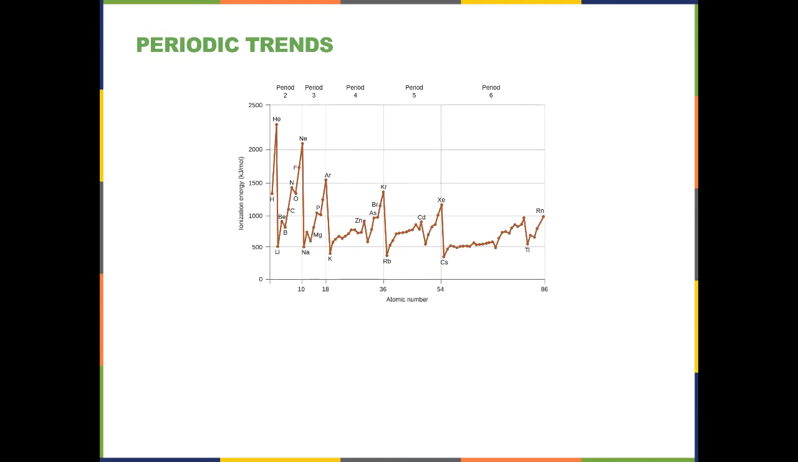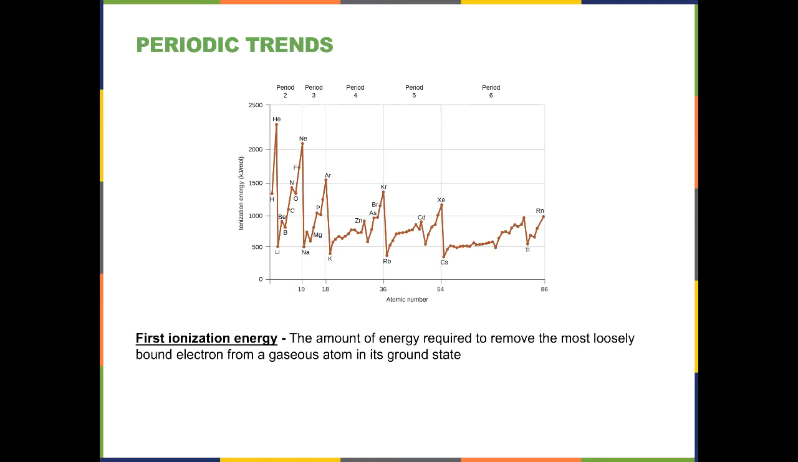Now this is a second trend that we can look at. This trend is called the first ionization energy. The first ionization energy is the amount of energy required to remove the first electron, which is the most loosely bound electron, from a gaseous atom in its ground state. In its ground state means that it's not ionized.